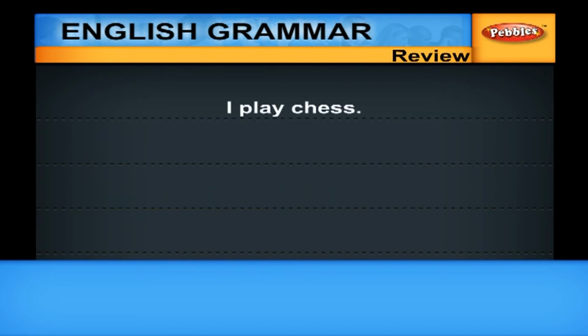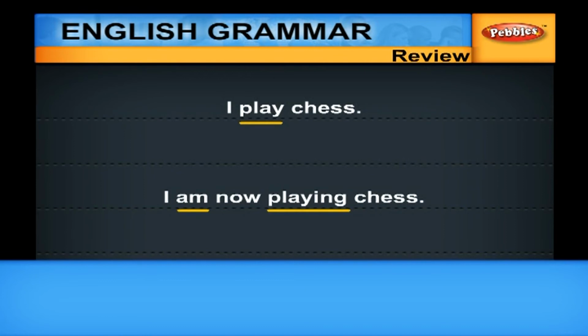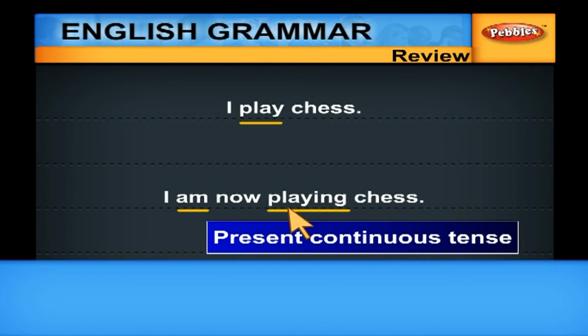Now, looking into the verbs underlined, can you say what aspect of present tense it is? I play chess. The verb play is the V0 or root verb, so it is a simple present tense sentence. I am now playing chess. Am is the be form of helping verb and playing is the present participle of main verb play, so it is a present continuous tense.